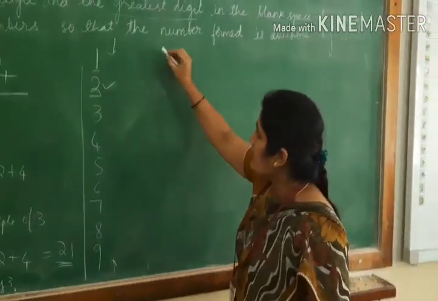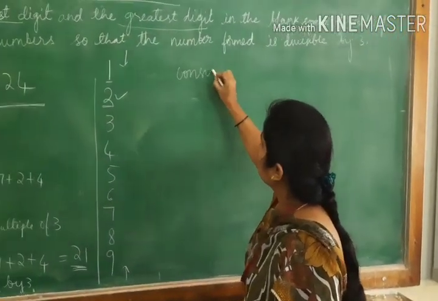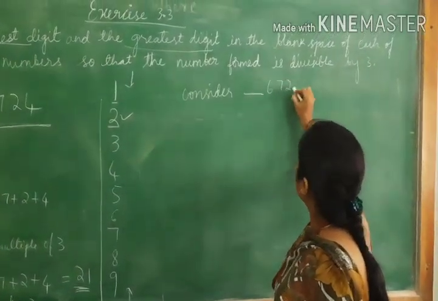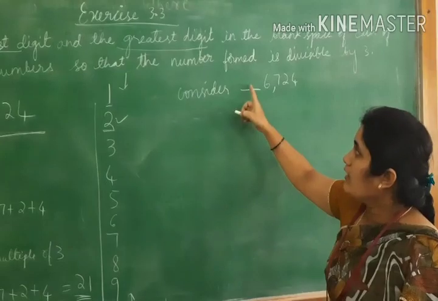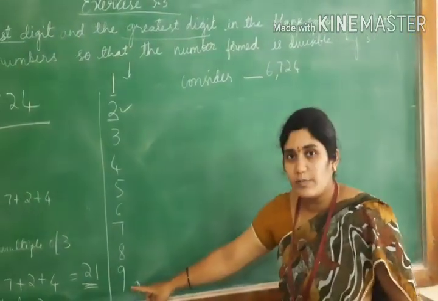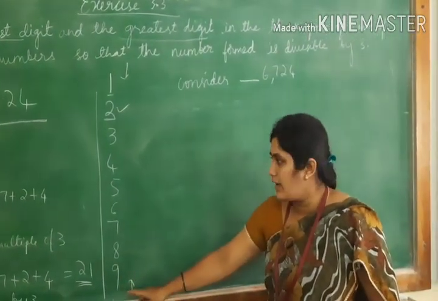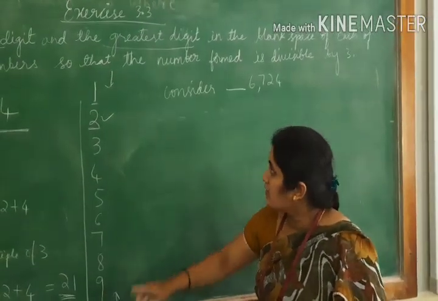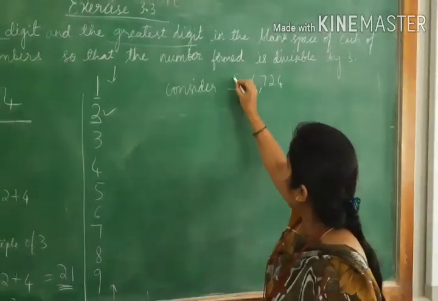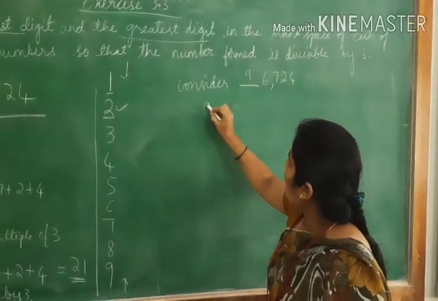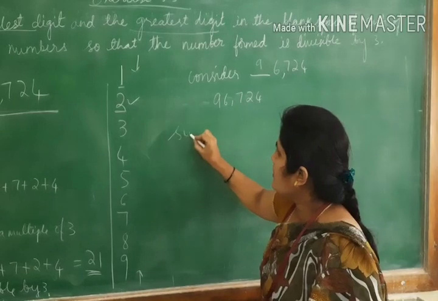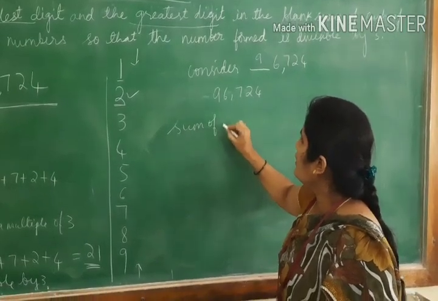Again, consider the same number, 6724. Here consider from the highest place value. The first highest digit here is 9. The biggest number or the greatest digit is 9. First consider 9, the number found is 96,724. Sum of digits.